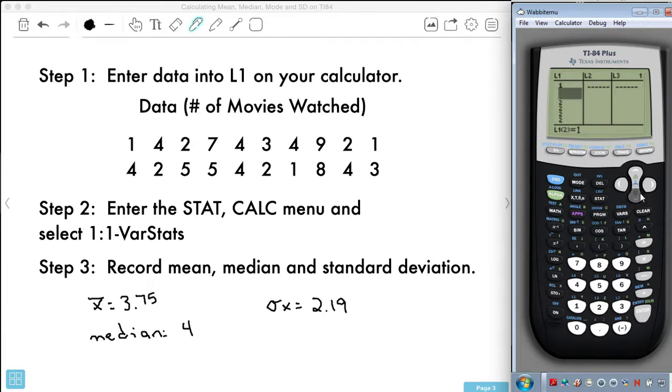There's 3 1s, so right now it's winning for mode. There's 4 2s, so it's winning. But when I get to 4s, look how many 4s I've got. 1, 2, 3, 4, 5, 6, 6 fours. If you keep looking, no number occurs more than 6 times, so 4 is our mode.